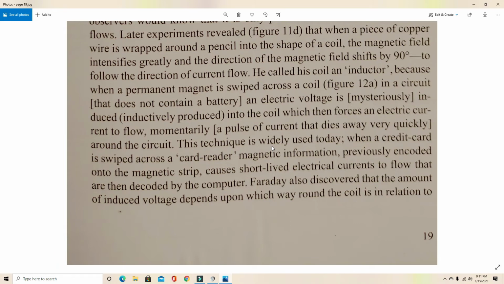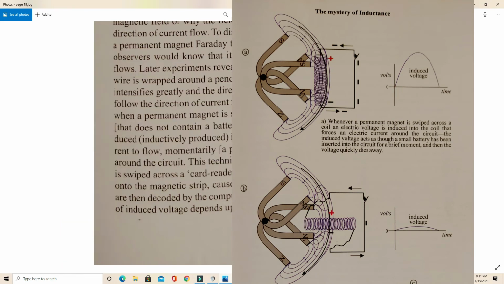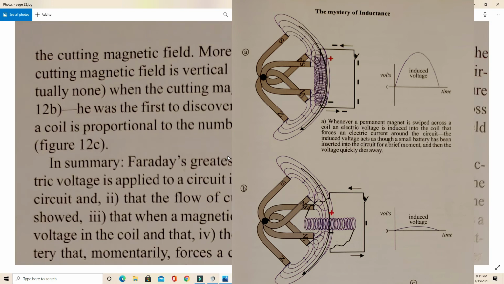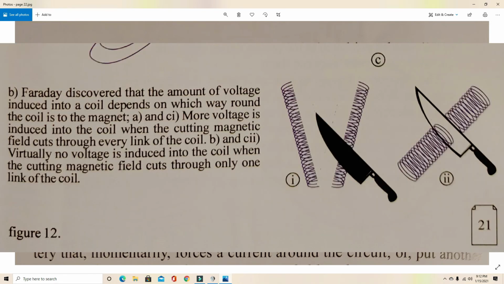Faraday also discovered that the amount of induced voltage depends on which way around the coil is in relation to the cutting magnetic field. More voltage is induced into the coil when the cutting magnetic field is vertical to the coil, figure 12a, and much less, virtually none, when the cutting magnet is horizontal to the coil, figure 12b. He was the first to discover that the amount of induced voltage across a coil is proportional to the number of coil links cut by the magnetic field, figure 12c.